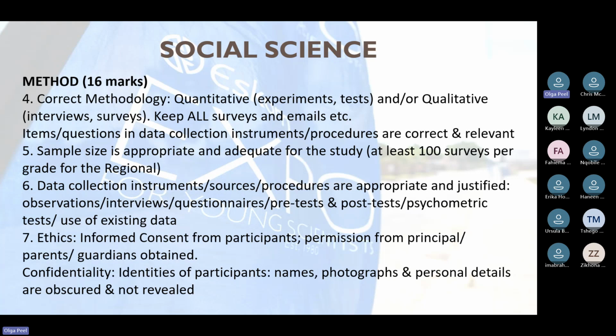Remember, confidentiality is vital to a social science project. No identities, names, photographs, or personal details should be anywhere. It's possible that they were in the survey questionnaire in the appendix file, but they may not be in the project itself, because you're looking at information and data. You're not looking at who did it.